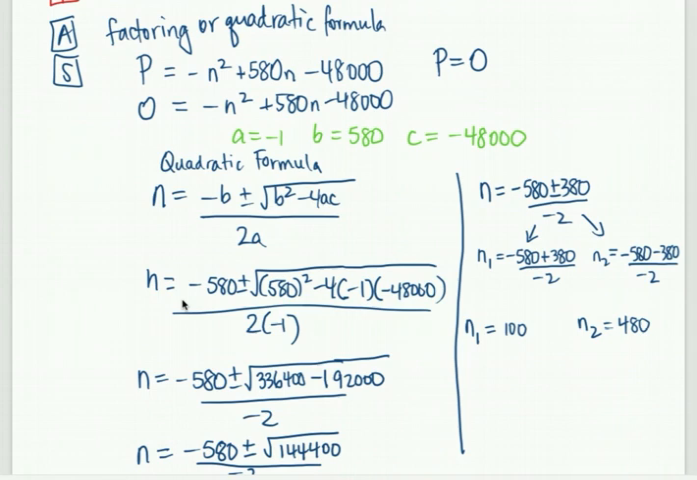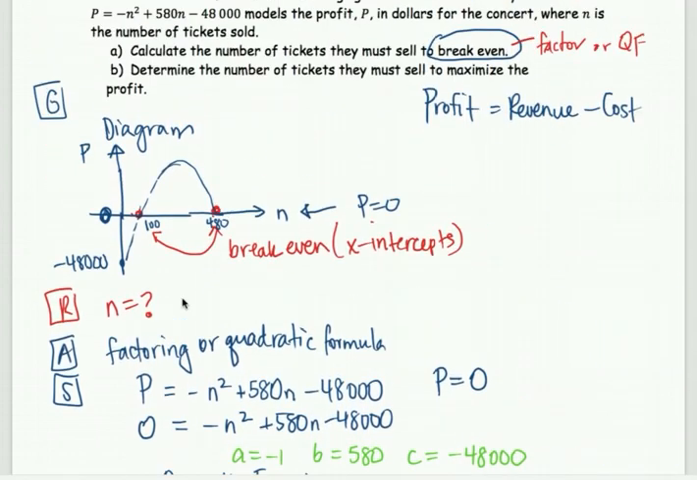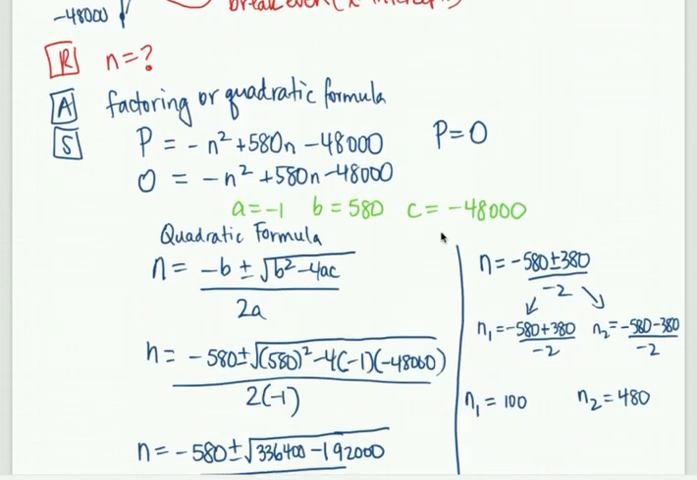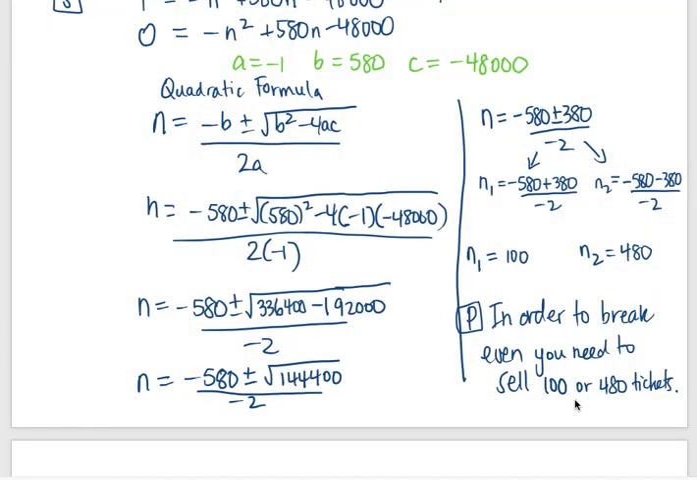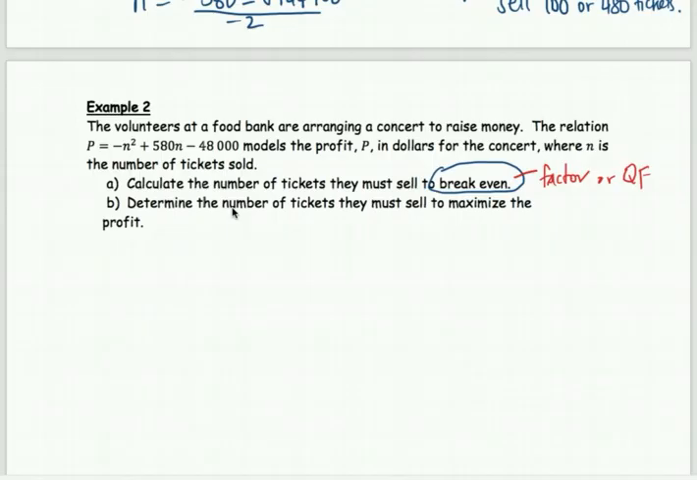Okay. All right, so this is part A, calculate the number of tickets to break even. So then we say, therefore, in order to break even, you need to sell 100 or 480 tickets. So we're going to continue with example 2 here. So we figured out how many tickets we need to sell to break even. Okay, so here's part B.